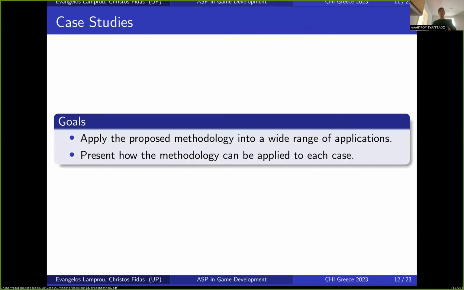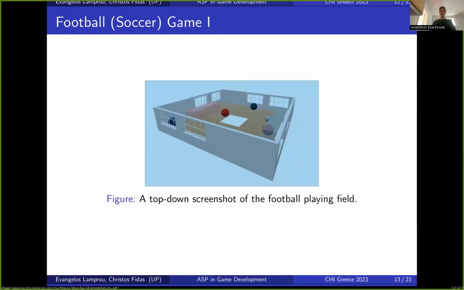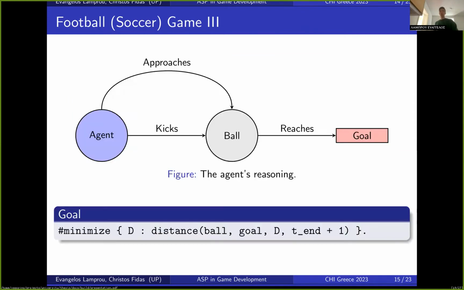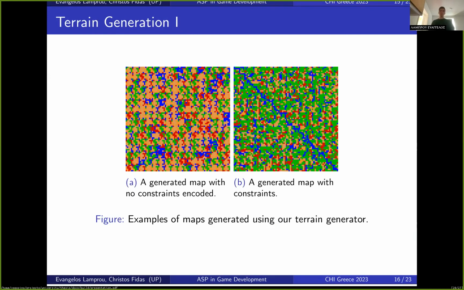We also implemented some case studies, and the goal of that was to show that our proposed methodology can be applied to a wide range of applications and show how our heuristics play a role each time. So we start off with a football game where we have football players whose logic of where to move or where to kick the ball is implemented in ASP. We give them a small set of logical rules which connect actions to events, and based on that information, they are able to take the ball and move it closer to the enemy goal, and then successfully play football.